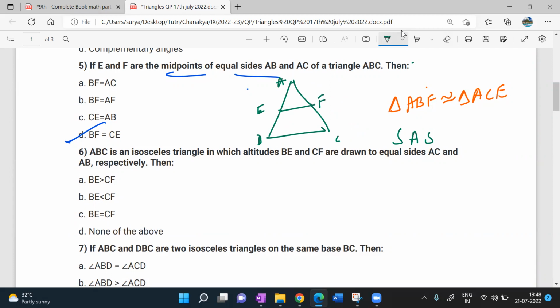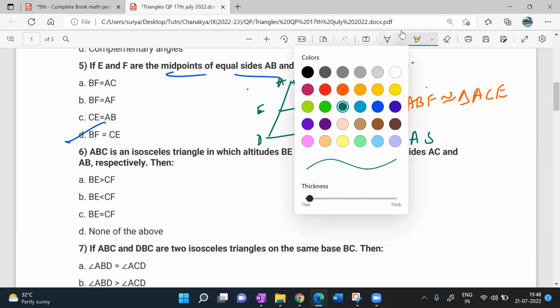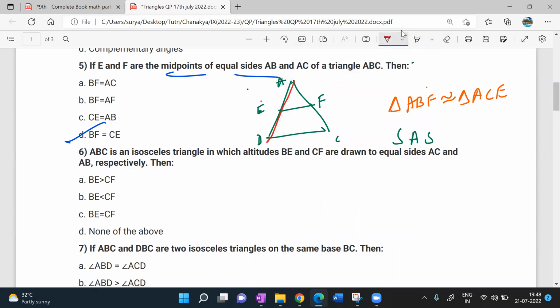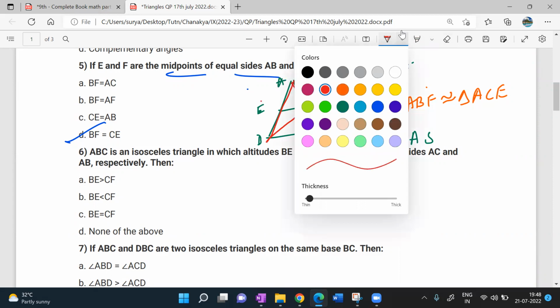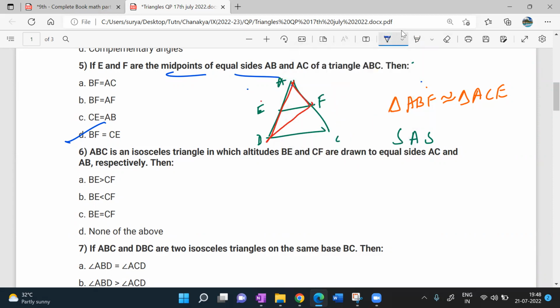What I'm trying to say here is this red color triangle is equal to BCF, this blue color triangle. Both are congruent to each other. Why? Because look at it, this side of this triangle and this side of this triangle, all the corresponding sides are equal. Can I say side, angle, side?